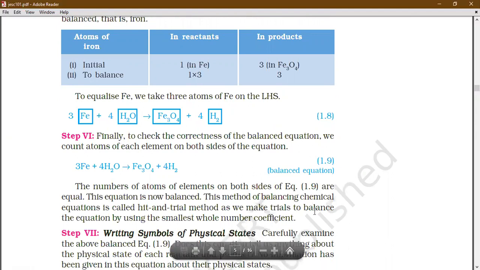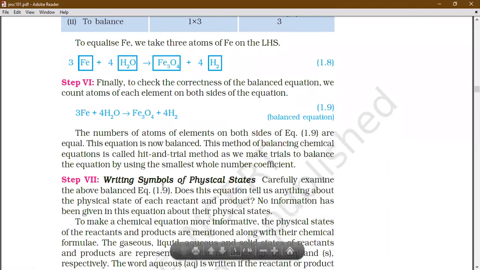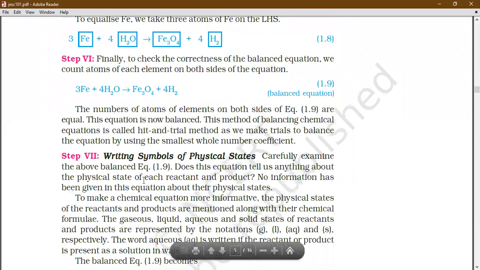This method of balancing chemical equations is called the hit and trial method, as we make trials to balance the equation by using the smallest whole number coefficients. Step 7. Writing symbols of physical states. Carefully examine the above balanced equation 1.9. Does this equation tell us anything about the physical state of each reactant and product? No. Information has not been given in this equation about their physical states.